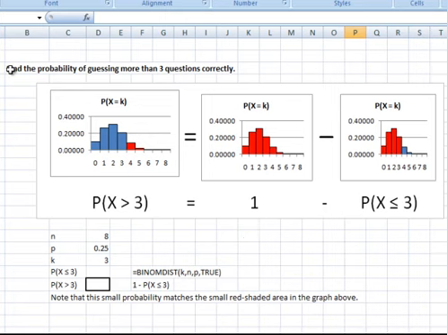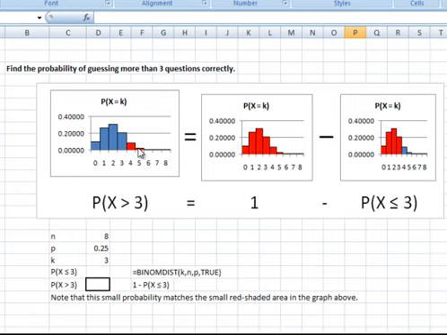Let's find the probability that we're going to guess more than 3 questions correctly. Here I've got some graphs corresponding to this, and I've written in probability notation what we're trying to find. It's the probability that a random variable x is more than 3. That's a little tricky up front because the binomial CDF function that we'll be using only finds probabilities below a given value. So what we're going to do is turn the problem around.